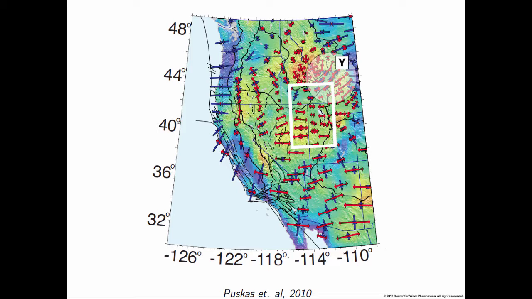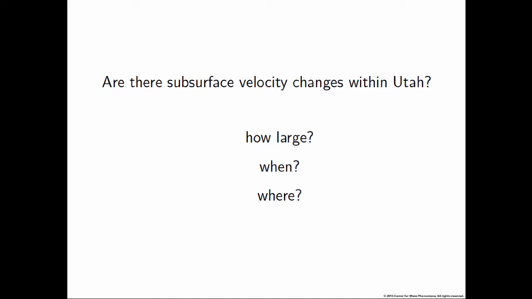Our goal in this study is to investigate velocity changes over a period of time. I want to answer these major questions. Are there subsurface velocity changes within the subsurface covered by this region? If we see any velocity changes, how large are they? How frequently are they occurring? And where within our monitored region are these velocity changes seen?